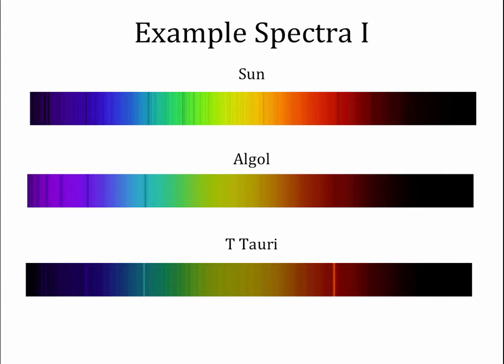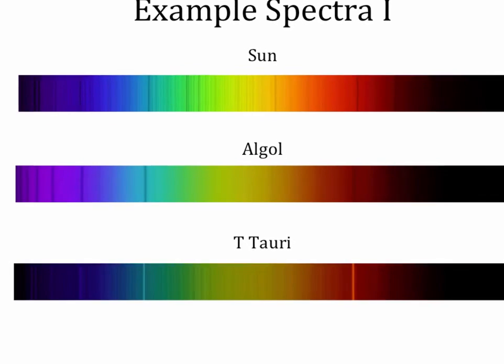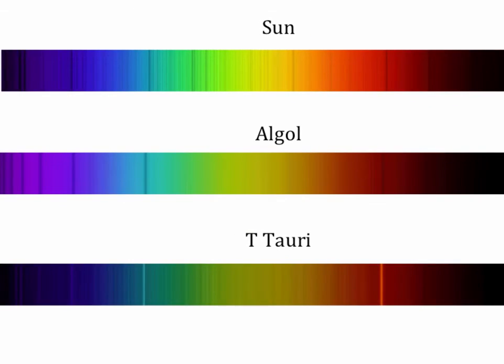I will now show you some example spectra. On this slide we have the spectra of 3 different stars. The sun, which obviously is our home star, the star Algol, which is visible in the fall sky in the constellation Perseus, and the star T Tauri, which is a star in the constellation Taurus, visible during the winter. So from the Earth, both Algol and T Tauri just look like typical stars, points of light.